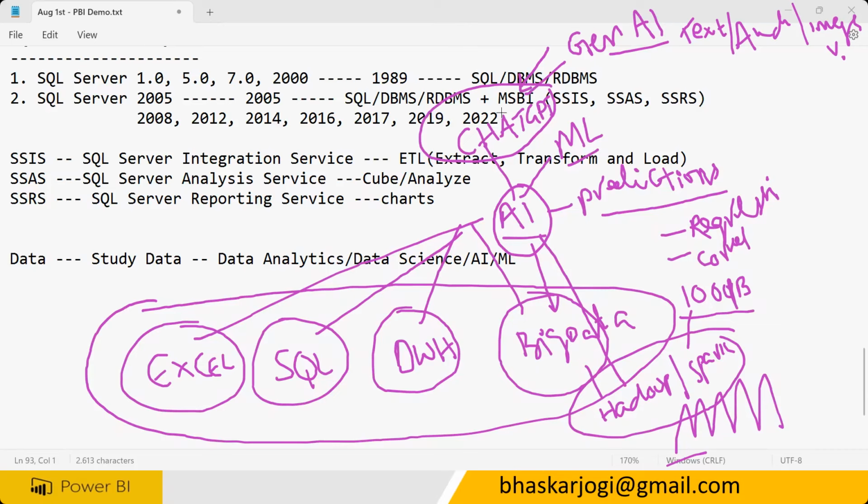So ChatGPT would have taken my data. From where would it have taken it? It would have taken it from my Google ratings, from my website, from everywhere. All the data would have been captured in Hadoop and Spark. And when you ask, hey ChatGPT, tell me how is Bhaskar Jogi data analytics, you can ask this question to ChatGPT.